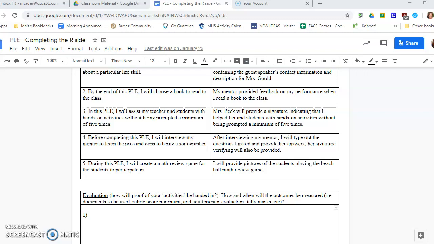So remember, whatever order you put them in down below in your evaluation, your 1, 2, 3, are the same order that they should be in when you attach them to the back of your typed PLE.